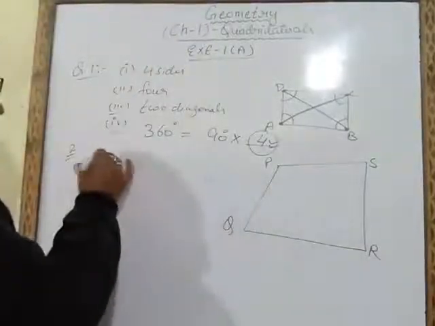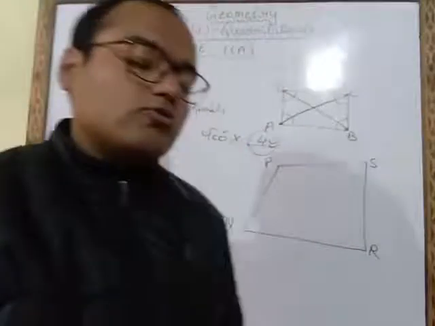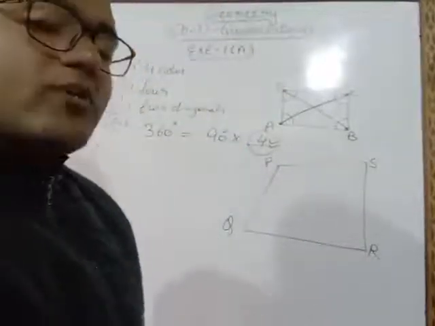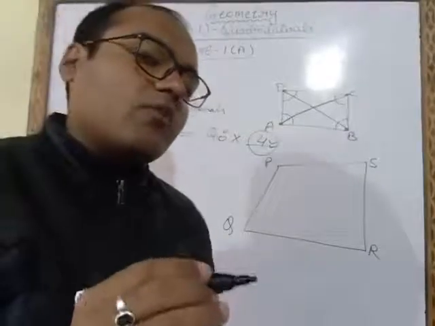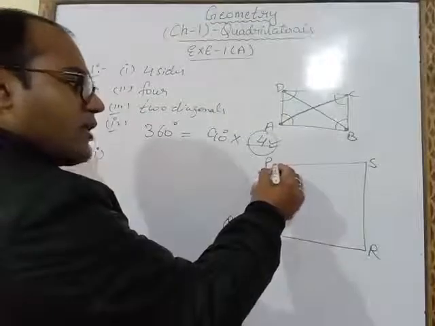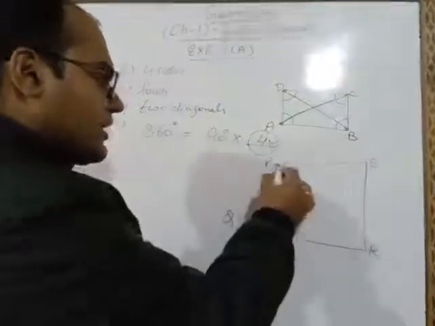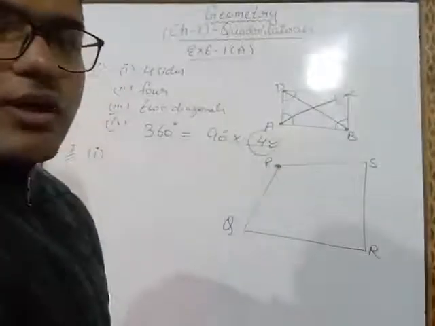So what are adjacent sides? Adjacent sides are those sides which start from the same point. That means they have one common vertex. As we take this point P, from this point P we have two sides, PS and PQ. So we can say that these two sides are adjacent sides.